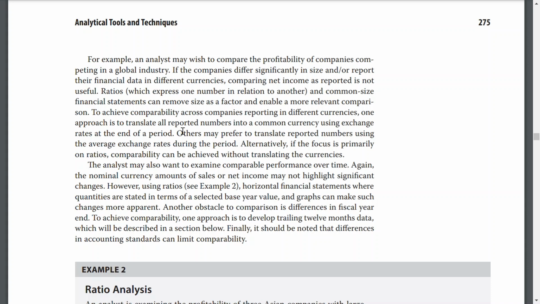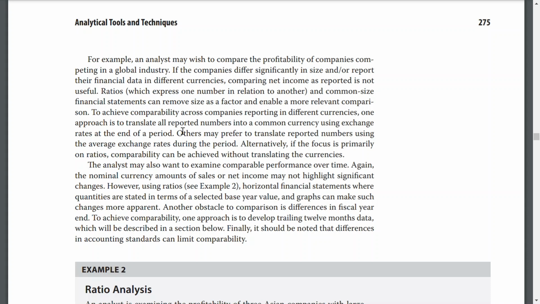The analyst may also want to examine comparable performance over time. Again, the nominal currency amount of sales or net income may not highlight significant changes. However, using ratios, see Example 2, horizontal financial statements, where quantities are stated in terms of a selected base year value, and graphs can make such changes more apparent.